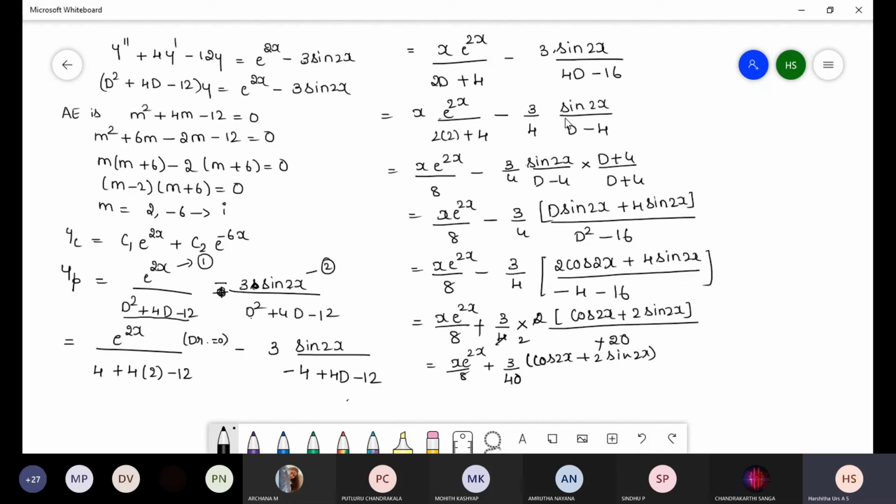Therefore, y is equal to yc plus yp. So c1 e power 2x plus c2 e power minus 6x plus x into e power 2x divided by 8 plus 3 by 40 into cos 2x plus 2 sin 2x. This is the answer.